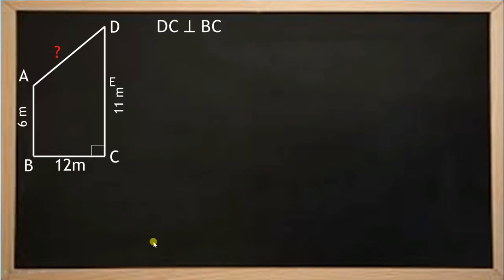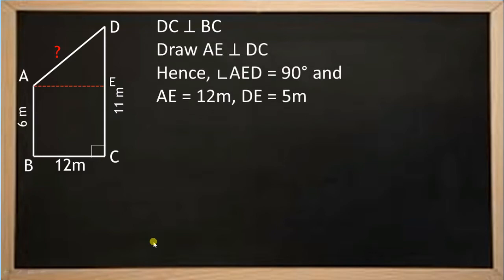Observe the diagram carefully, children. Here, as DC is perpendicular to BC, let us draw a line AE which is perpendicular to DC such that angle AED is 90 degrees and AE is 12 meter. BC is 12 meter, hence AE is also 12 meter. And the measurement of CD we have taken as 11. As we have drawn a line here, it becomes a rectangle. So, CE will be equal to 6 meter. Then what is the remaining measurement of DE? That is equal to 5 meter.